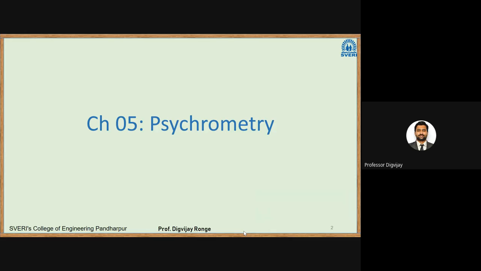So we are now in the chapter of psychrometry. Yesterday in the evening lecture, I dictated some of the properties of the moist air. But before that, we will take a quick revision of what we have learned to this point.